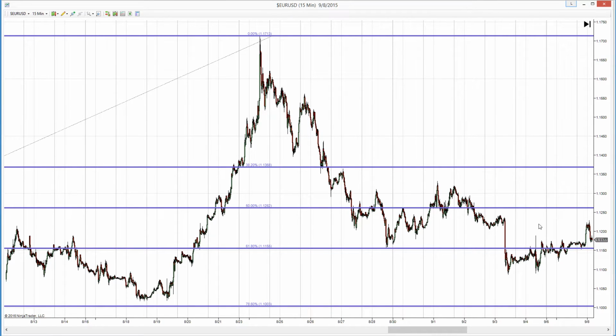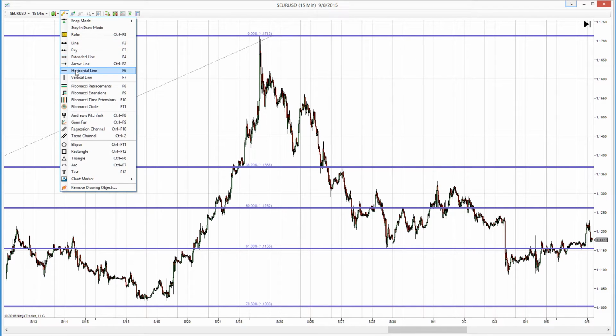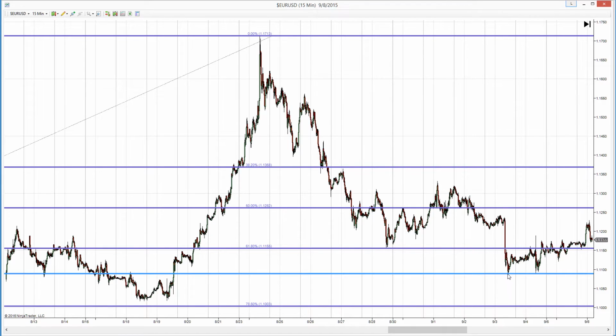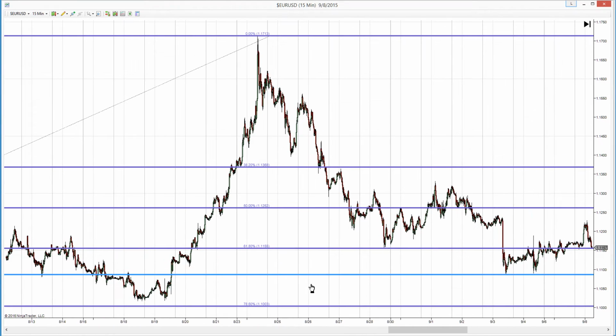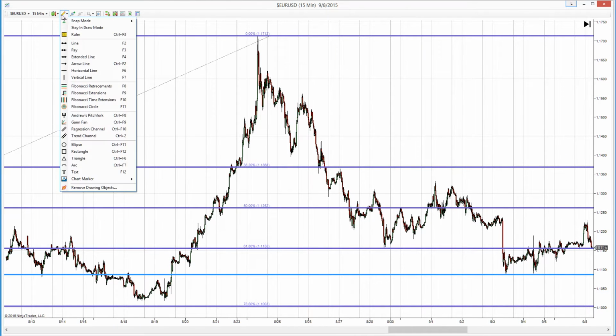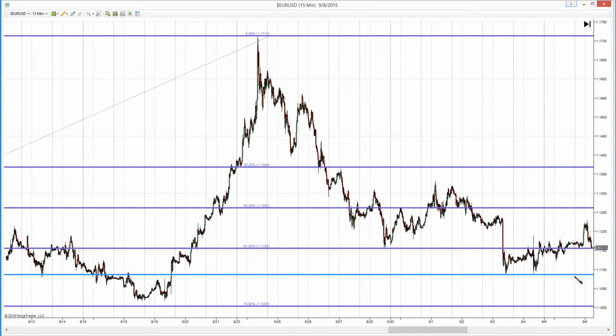Now that level was broken, the 61.8 golden ratio level was broken, and we pulled back somewhere in the middle to 786. Let's make a horizontal line through this low. We know by default, if we break that level, we're going to see that level. So here is our closest target, 786 here.